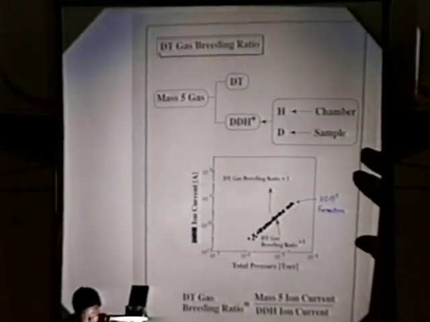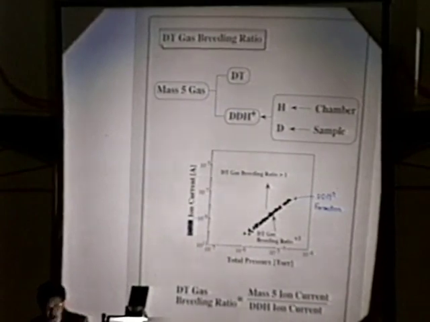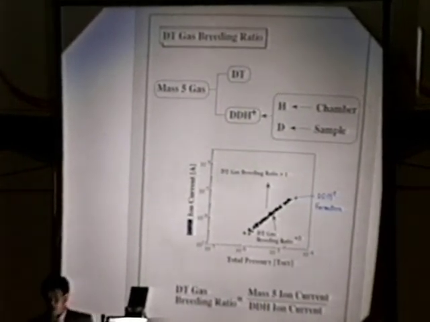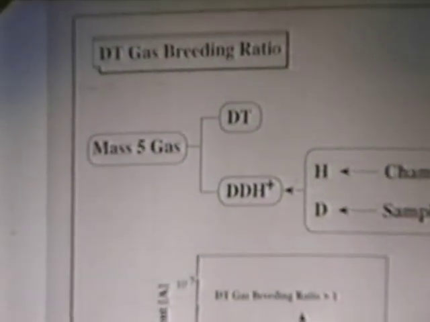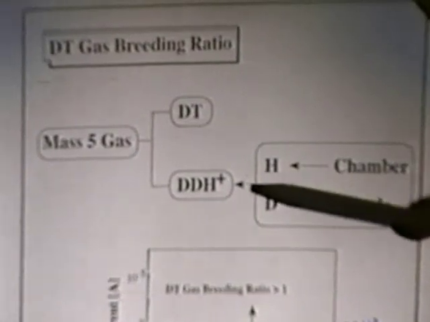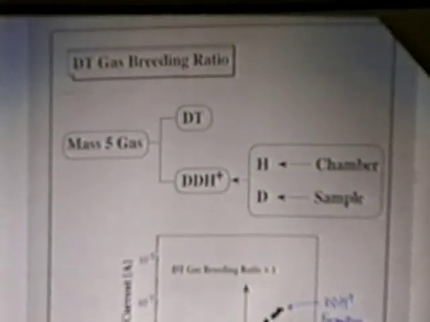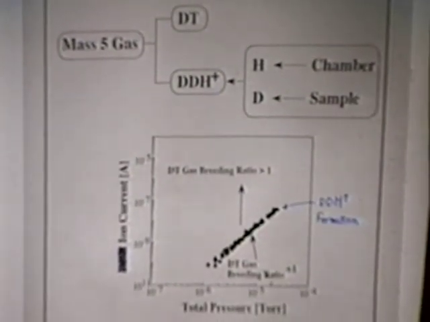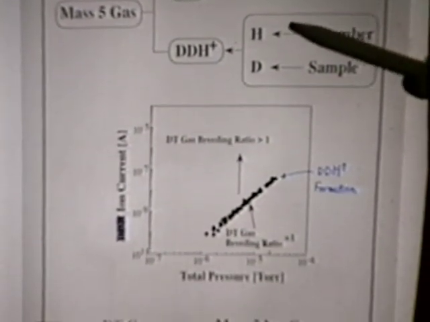We mainly watch the behavior of mass number 5 gas by mass spectrometer. Generally speaking, mass number 5 gas detected by a quadrupole mass spectrometer consists of DT and DDH+. DDH+ is created by electron attack of a filament on a molecule of hydrogen. The amount of DDH is determined by the partial pressures of H and D.